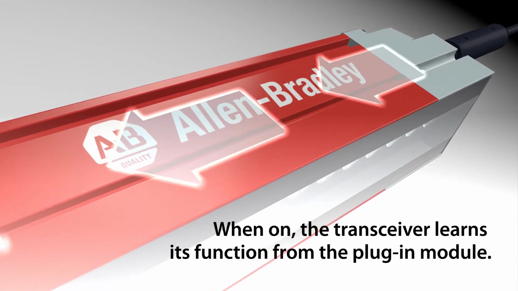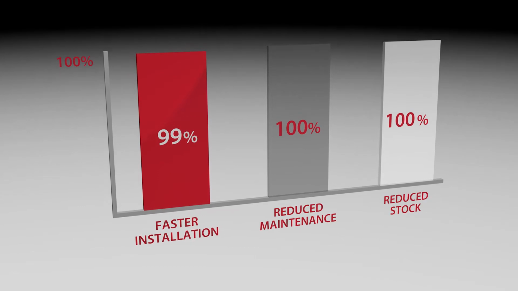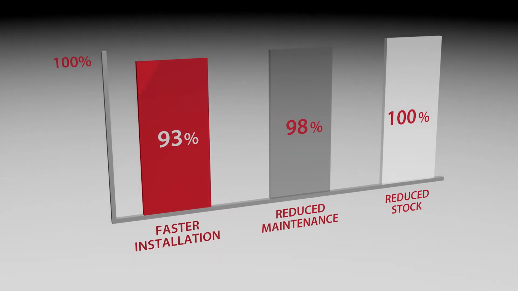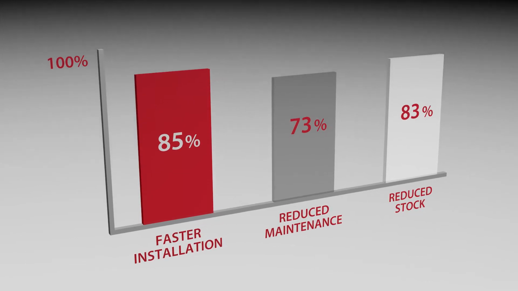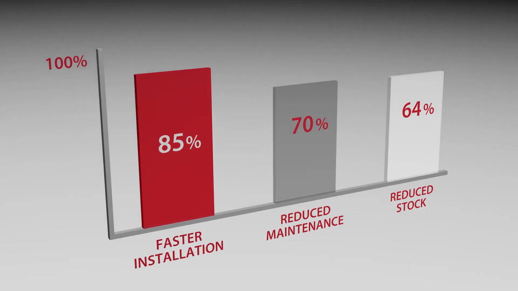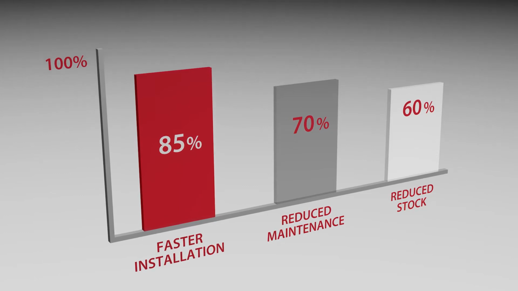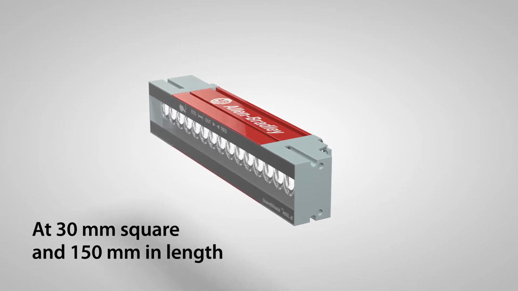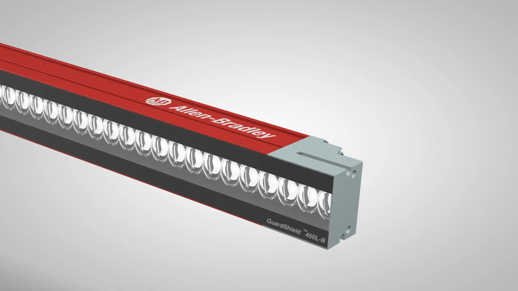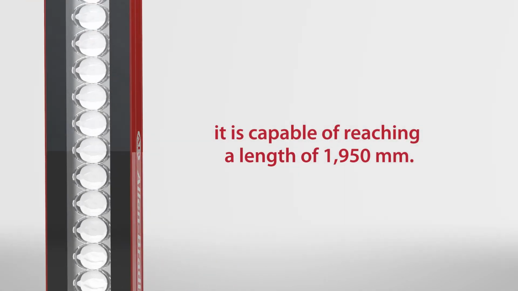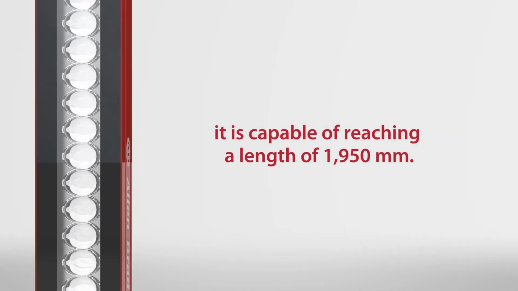or receiver. This amazing technology is extremely cost-effective as it reduces installation time, logistics, lead times, and stock levels. You do not need to specifically order transmitters and receivers anymore. At only 30mm square and starting from 150mm length, it is capable of reaching a length of 1,950mm in increments of 150mm for both hand and finger resolutions.